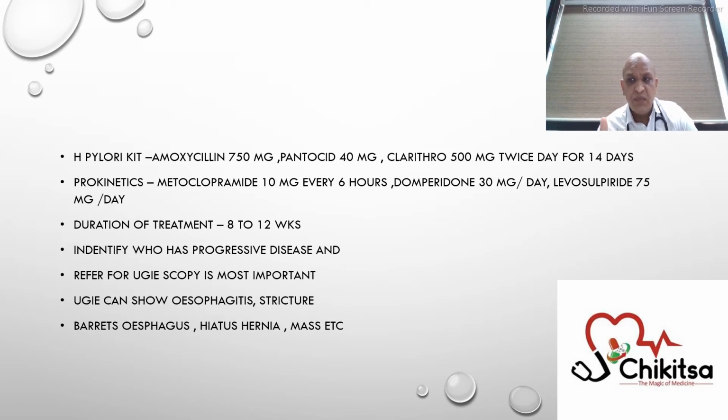The duration of treatment is very important because it is 8 to 12 weeks, because the ulcers will heal from around 8 weeks and heal properly. So proper treatment will require 8 to 12 weeks of therapy with all these drugs. Then if the patient is not improving on the proper dosing of the drugs and has constant symptoms, you refer them for upper GI scopy. Upper GI scopy in such patients can show esophagitis, stricture, Barrett's esophagus, hiatus hernia, mass. Then the treatment would differ.